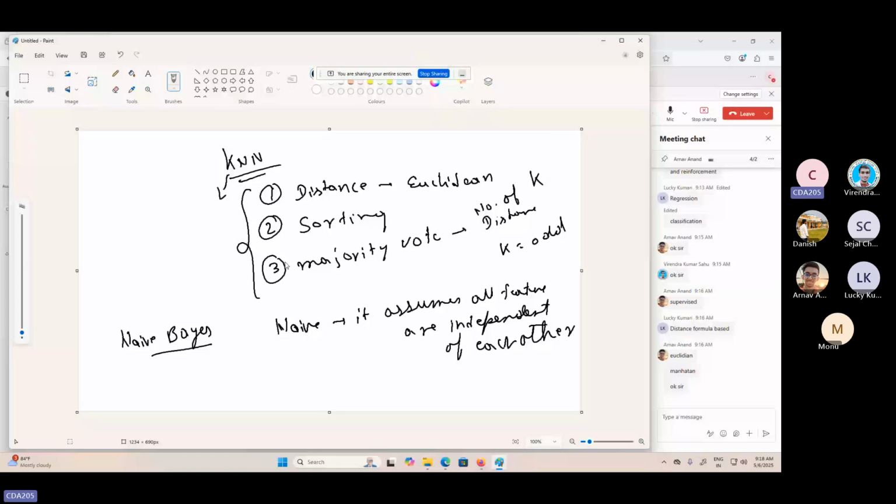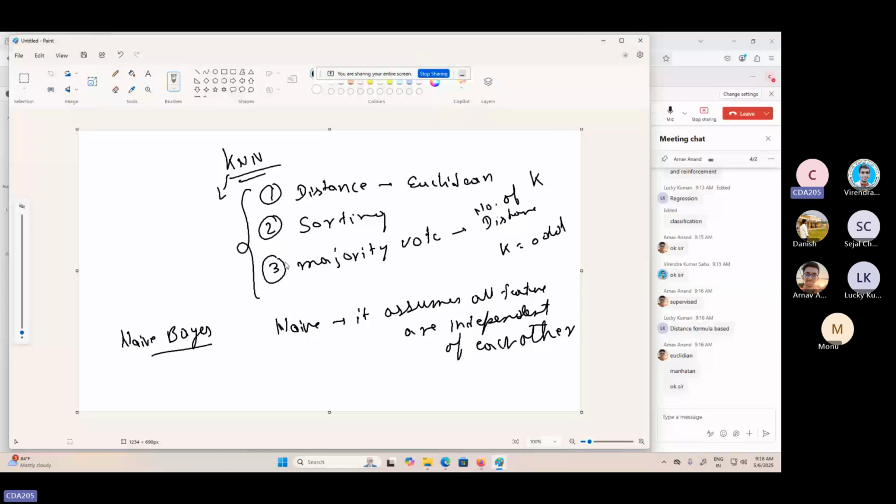Which is really true in the real world. You can really find a feature which does not depend upon others, so there will be an independent part. So it assumes that all features are independent of each other.